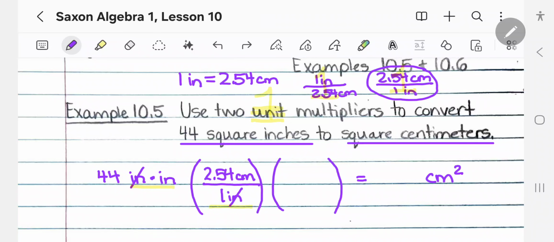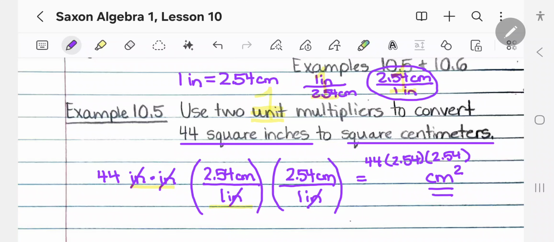So what I'm going to need to do is use the same unit multiplier again, because I really need this to go away. The other clue is I need to end up with centimeters squared, but the way I'm going right now, I just have centimeters, okay? So I'm going to use the same unit multiplier again, 2.54 centimeters over 1 inch, and this inch is going to cancel with this inch. So now I have this computation: 44 times 2.54 times 2.54 centimeters squared. And that's actually how they leave the answer in the book.